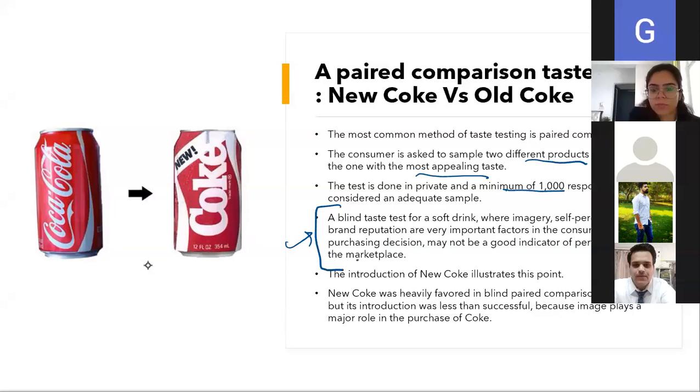Just park it for some time. So the introduction of New Coke illustrates this point. New Coke was heavily favored in blind paired comparison taste tests, but its introduction was less than successful because image plays a major role in the purchase of Coke. So what happened was, in that paired comparison test, respondents were asked to drink new Coca-Cola and the old Coca-Cola, and the paired comparison was in favor of new Coke. But when it was introduced in the market, people were not liking the product that much. People were still buying the old Coke more. So the market situations are different. That's why I said this point.